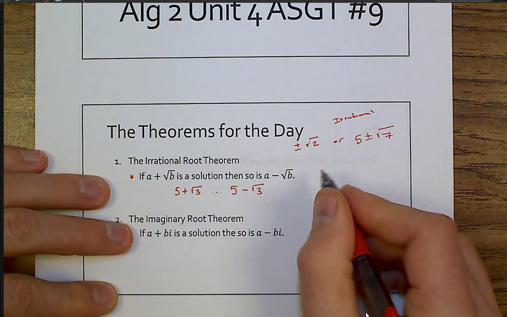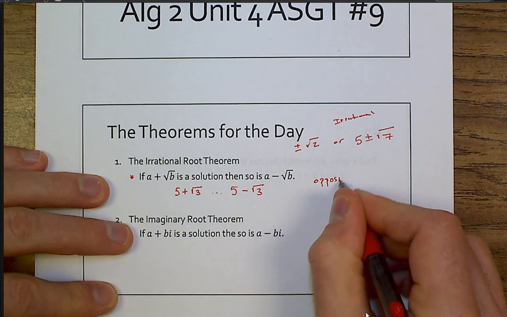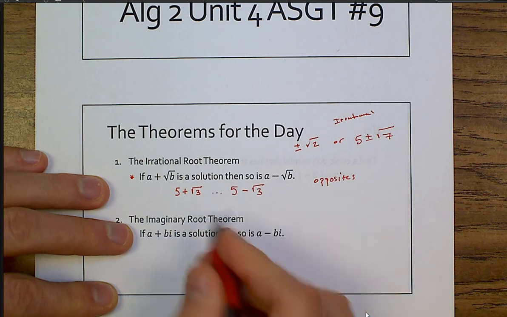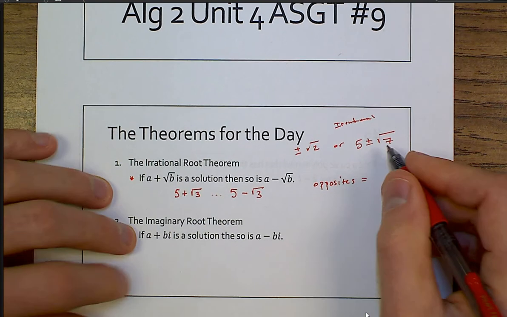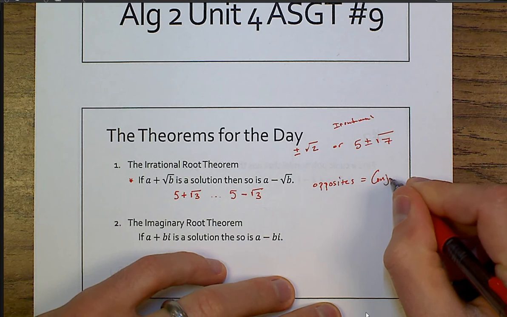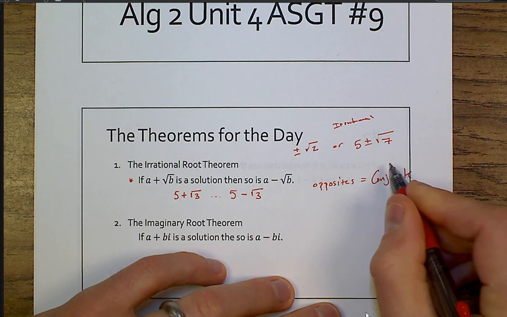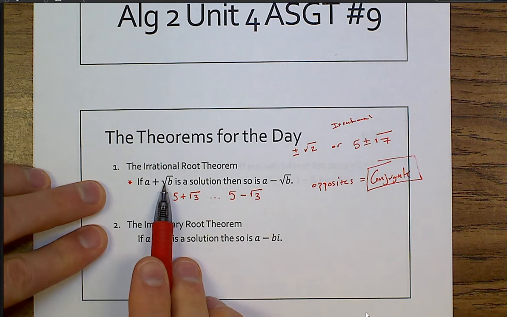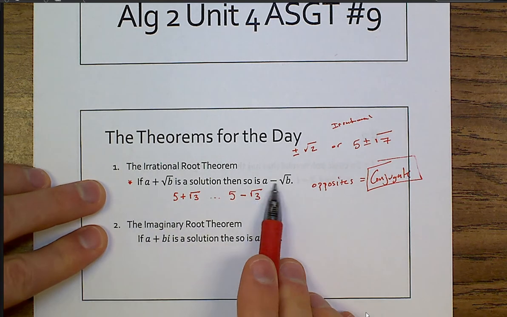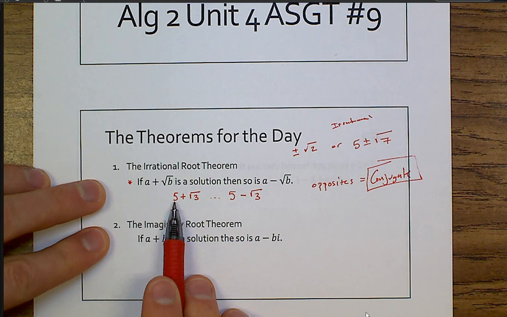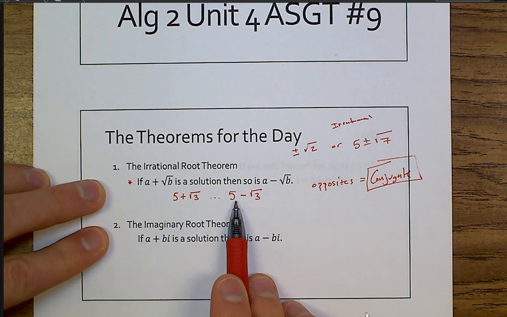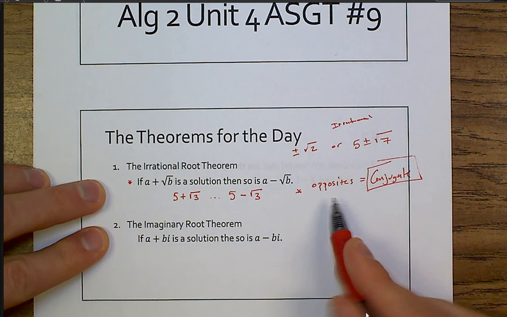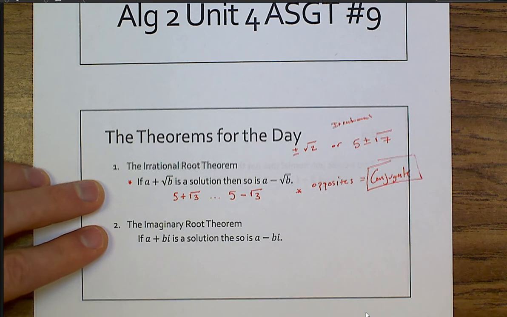You can see that these numbers are the same, right? 5 and 5, 3 and 3, but the only thing that's different is the sign. In math, we call that the conjugate. You'll hear me refer to it: if I had a plus the square root of b, then its conjugate would be a minus the square root of b. If I had 5 plus the square root of 3, its conjugate would be 5 minus the square root of 3. Again, it basically just means opposite sign. That's what conjugate means, okay?